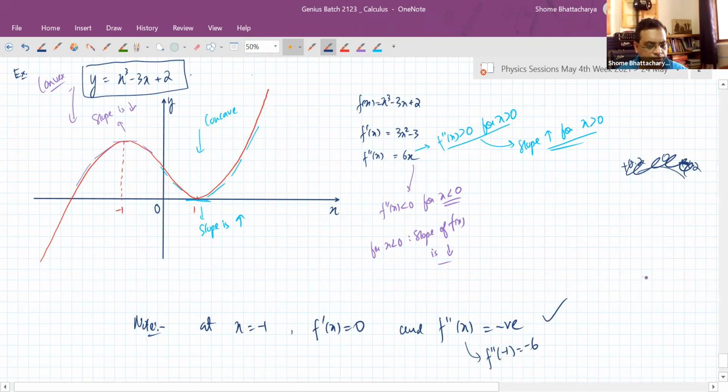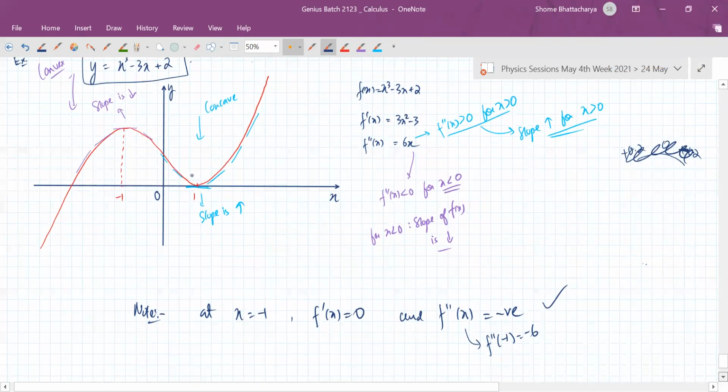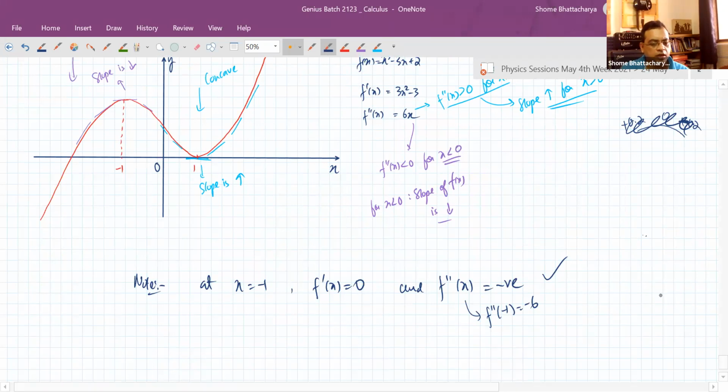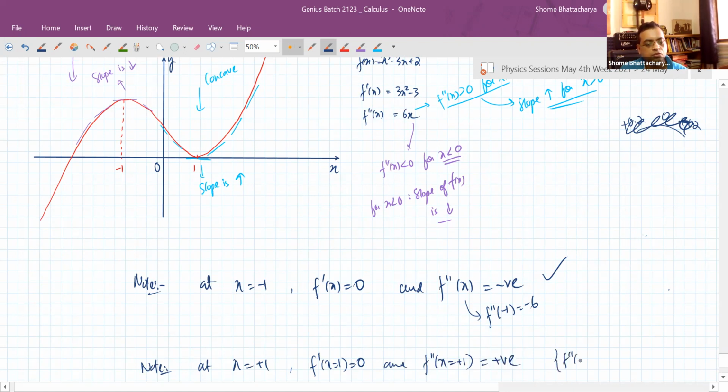It's clear now? Yes. Okay. Whereas see what is happening at the point +1. At the point +1, the slope is 0, because again 3x square minus 3 is 0. But what about the second derivative? It's positive. At x equal to +1, the derivative of the function is 0. But the second derivative of the function is positive. It's equal to +6.